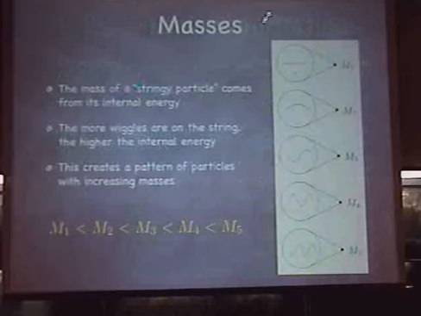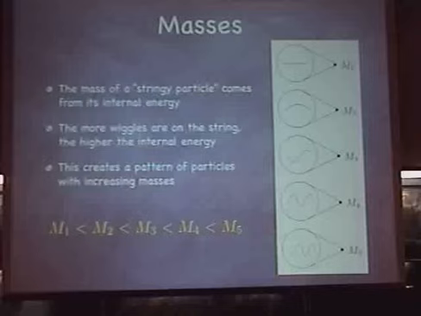Now, what about the masses of these particles? We know that the mass of an object is really just its energy when it's at rest. And if an object is not point-like, but it has some shape, some structure to it, then we want to think of this as being the internal energy of this shape. So this string can have waves on it, and the more waves are on it, the more wiggles, the more energetic the string is, the more internal energy there is.